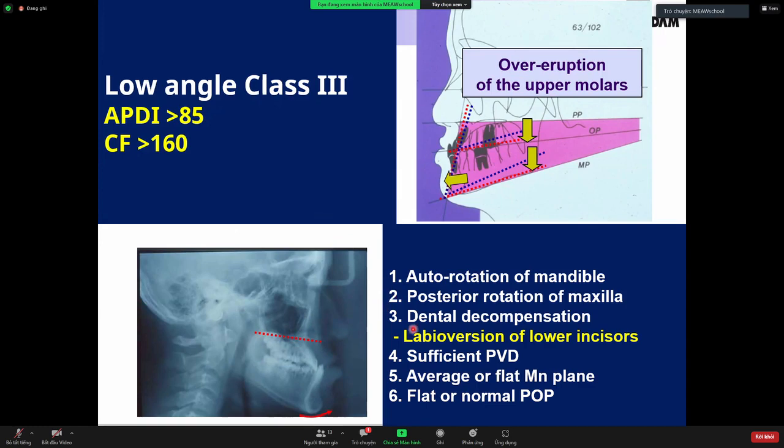In this patient, we can see dental decompensation. In class 3 malocclusion, we should think of lingual version of the lower incisors. However, in this patient there is labial version of the lower incisors. And also we can see sufficient posterior vertical dimension, an average or flat mandibular plane, and a flat or normal POP.